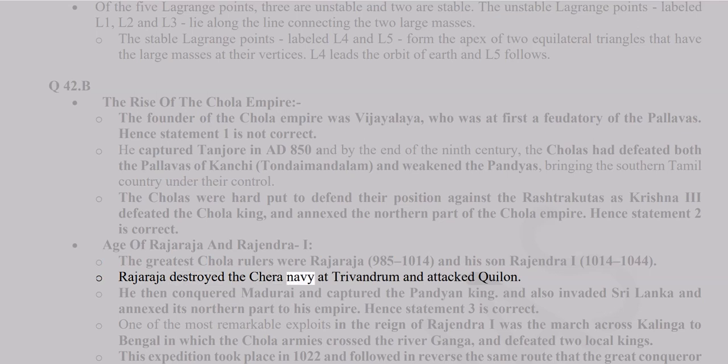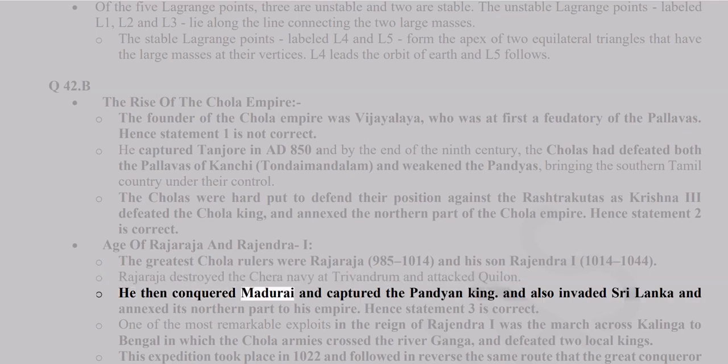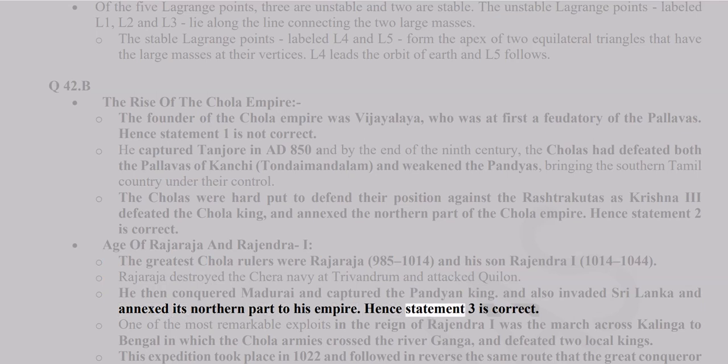Rajaraja destroyed the Chera navy at Trivandrum and attacked Quilon. He then conquered Madurai and captured the Pandyan king, and also invaded Sri Lanka and annexed its northern part to his empire. Hence statement 3 is correct.